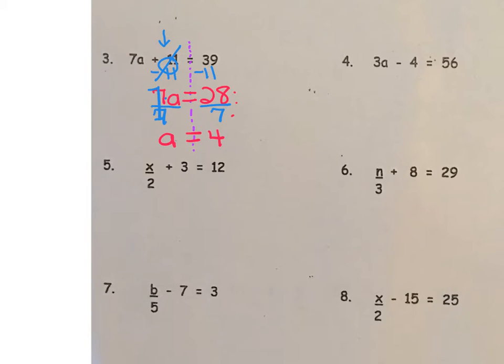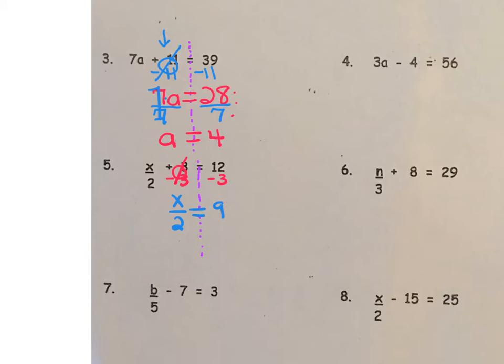And the last one together, number 5. Drop a dotted line and begin. Start by taking 3 away from both sides and eliminate this term. Now we have x divided by 2 equals 9.